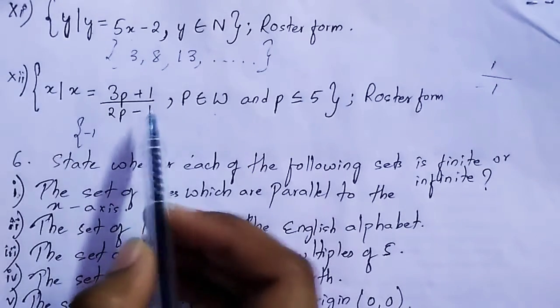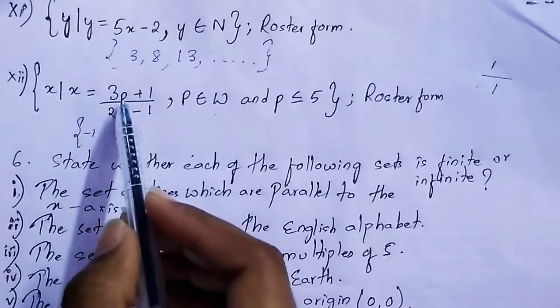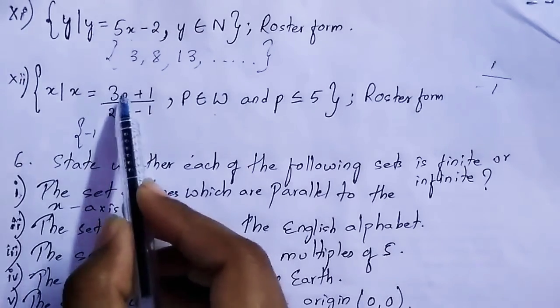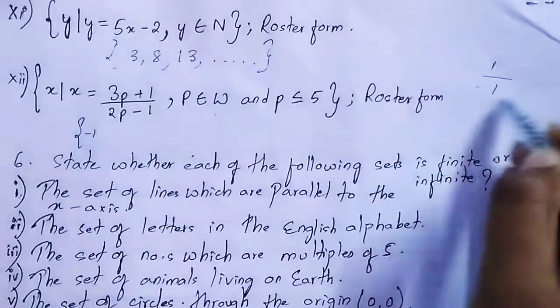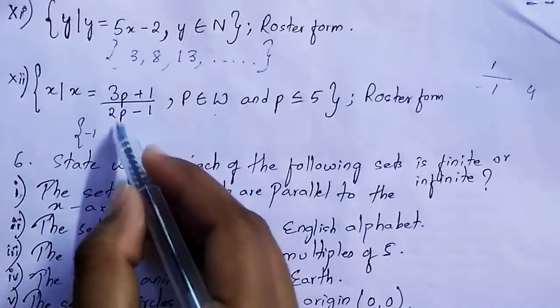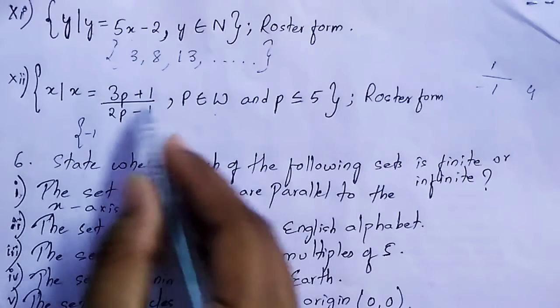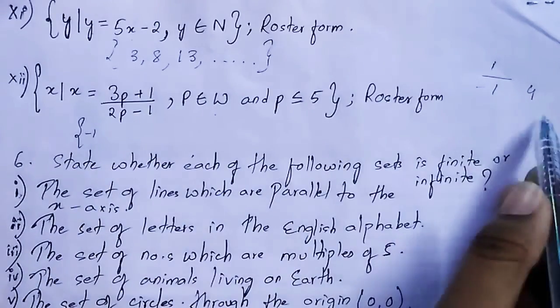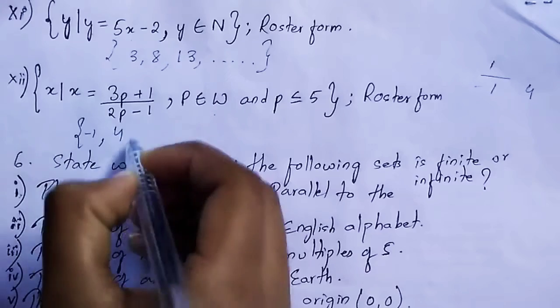Now we need to put the value of p as 1. So if you put the value of p as 1, then you will get 3 ones are 3 plus 1 is 4. So you will get 4. And here if you put 1, then you will get 2 ones are 2 and 2 minus 1 is 1. So you will get 4. So second value will be 4.